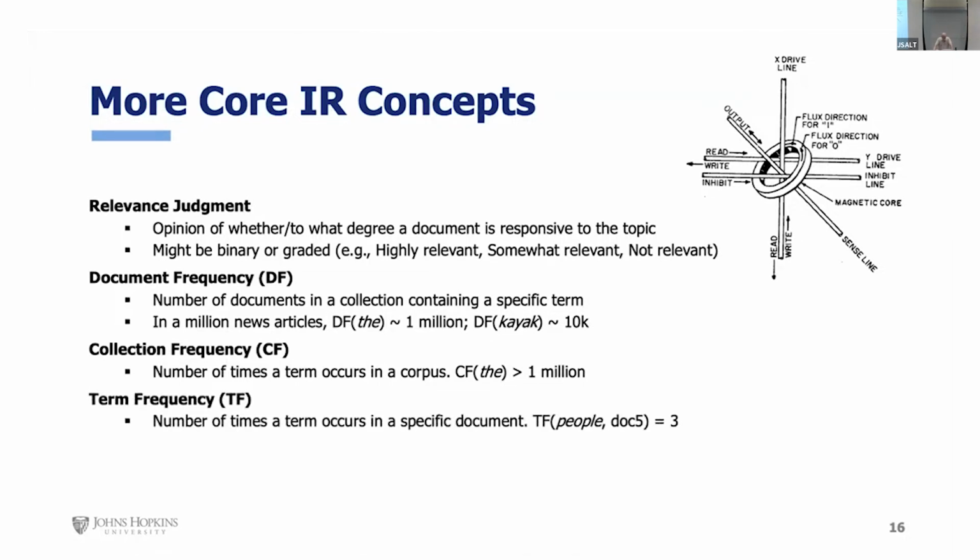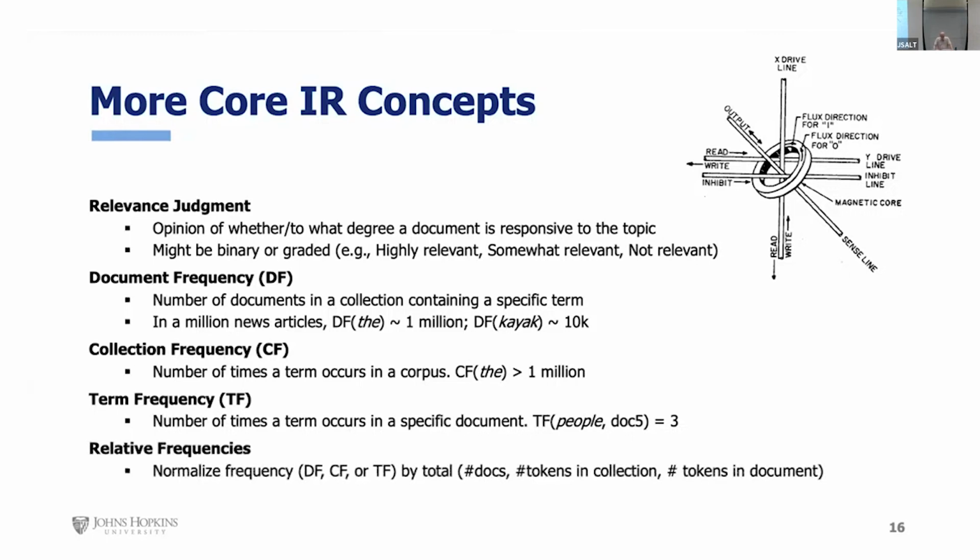Term frequency is the number of times the term occurs in a specific document. Okay, so we might have document 5 that has 3 occurrences of the word "people." So its term frequency is 3. Now these are all absolute counts, right? This is counts of the number of occurrences of a word in some set. These can all be made relative.